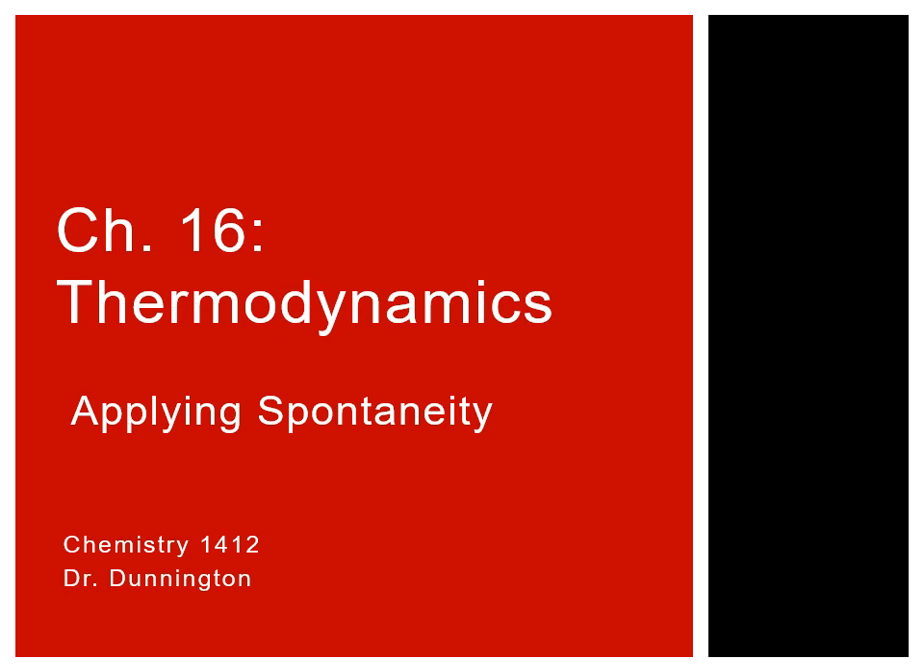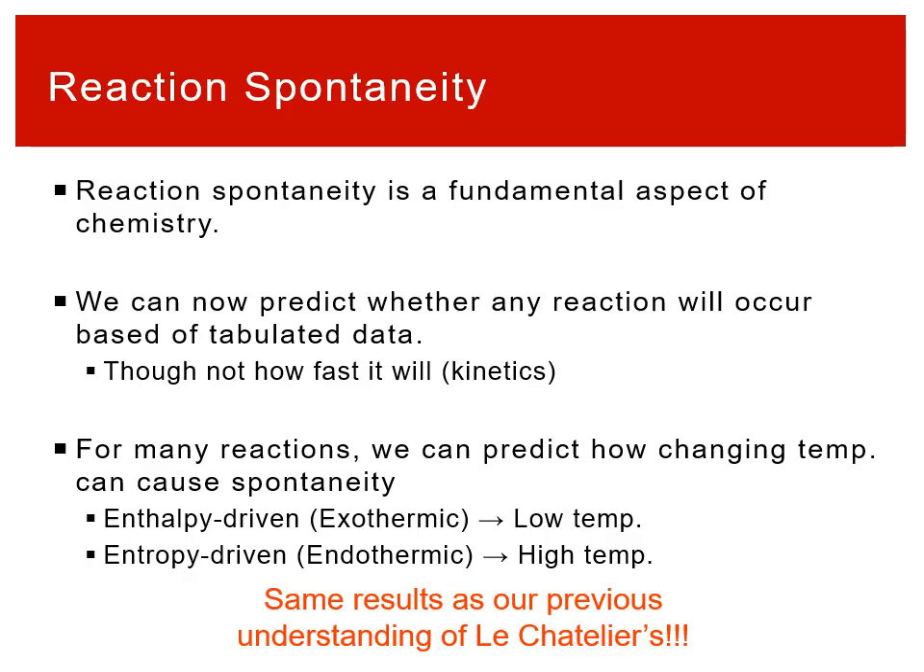We want to wrap up chapter 16 by talking about some of the contexts and some of the applications of these ideas of reaction spontaneity. Being able to predict whether or not a chemical reaction is going to happen is really the basis of chemistry. If I mix these reactants in these ratios, I can expect to make a certain amount of product.